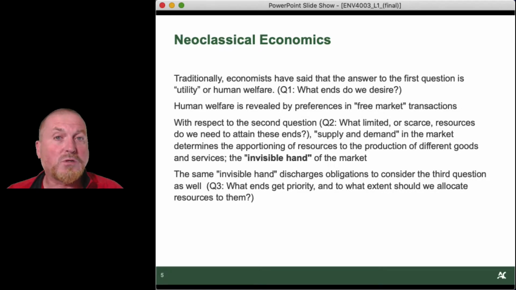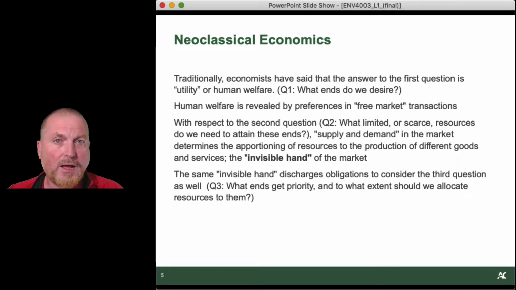Okay? And of course, we often use regulation to protect the environment, don't we, right? So when you see a free marketer like Donald Trump elected president, what's the first thing he does with respect to environmental policy? He identifies it as a barrier to the free market application. Okay, so they whittle away at some environmental protections. All right. With respect to the second question, what limited or scarce resources do we need to achieve these ends? That's determined by supply and demand in this school of thought, right?